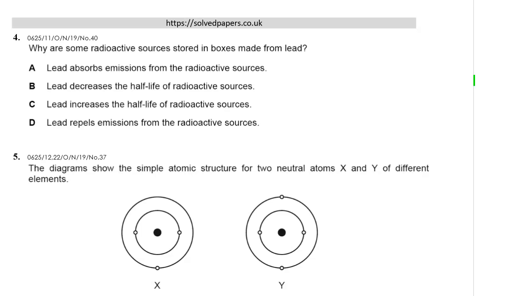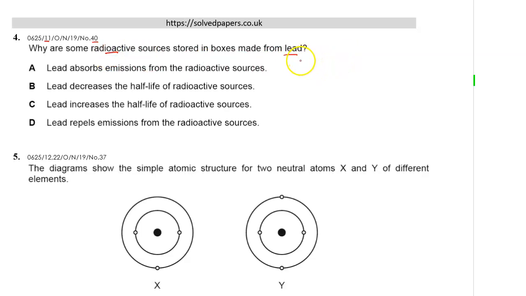Number 4. Number 4 is also from variant 1.1. This is question 4, October/November 2019. Why are some radioactive sources stored in boxes made from lead? Of course we know that radioactive sources emit radiation.